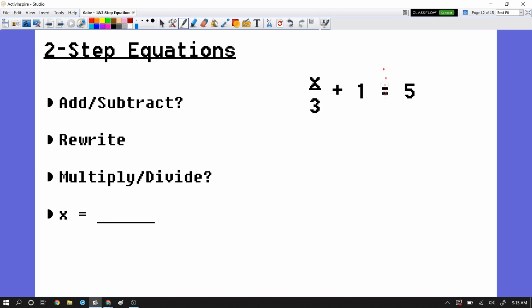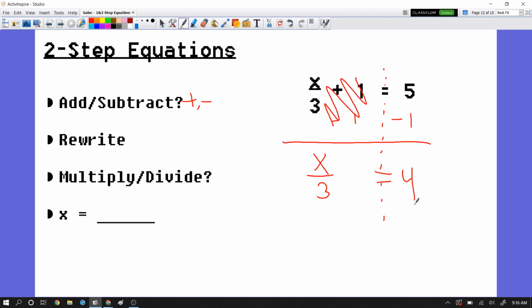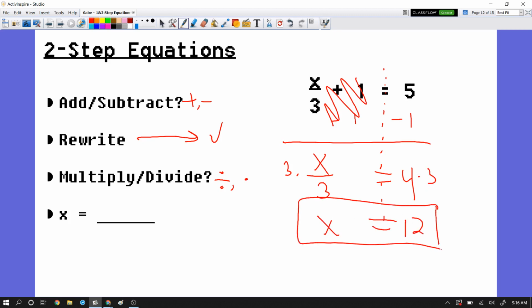All right, let's take a look. So add or subtract, it's add. I see subtract. So I'm going to subtract from both sides. It goes away. X divided by 3 equals 4. I rewrote it. Check. And then multiply or divide, I see division. So I'm going to do multiplication. Times 3 times 3. X equals 12. 12 divided by 3 is 4, plus 1 is 5.